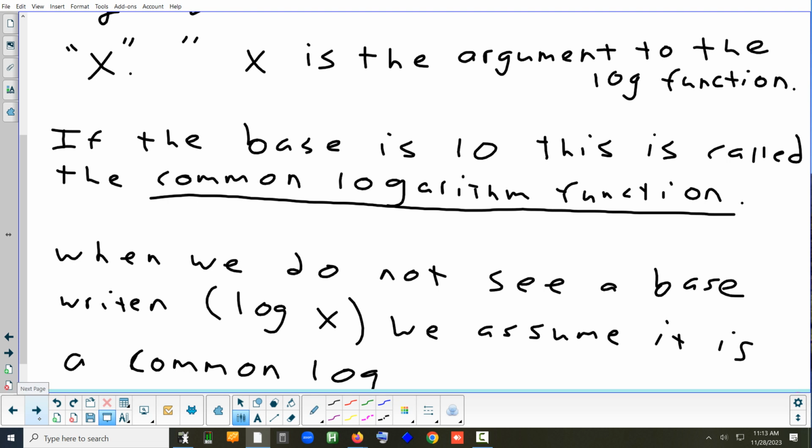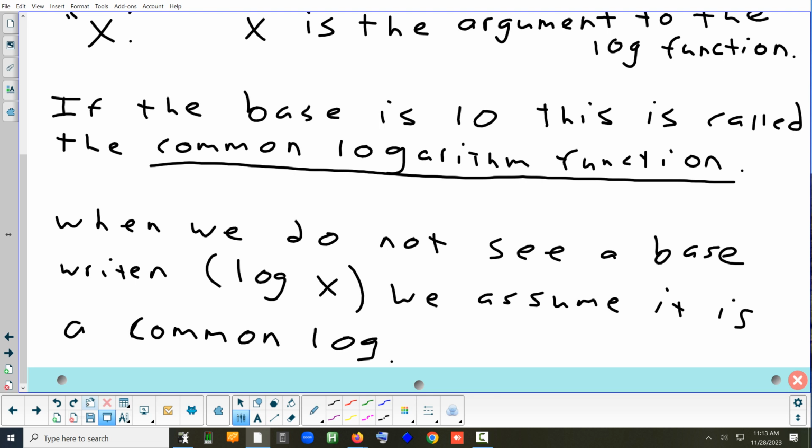And because common log is common, it's used quite a bit, sometimes you don't see the base written. So if you ever have a problem and it just says log x and there is no base, you always assume that the base is a 10. If you want the base to be something other than a 10, then you need to write what the base is. Right? But that is important to remember, that there is a 10 here, but it's like it's invisible. Okay, you don't have to write it when it's a common log.